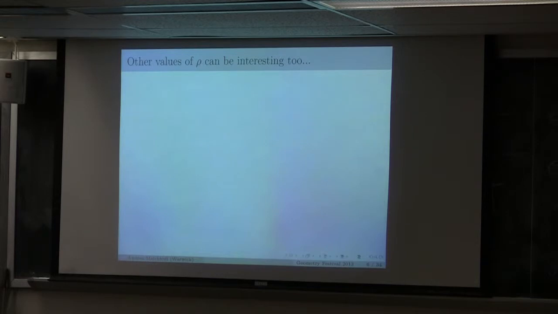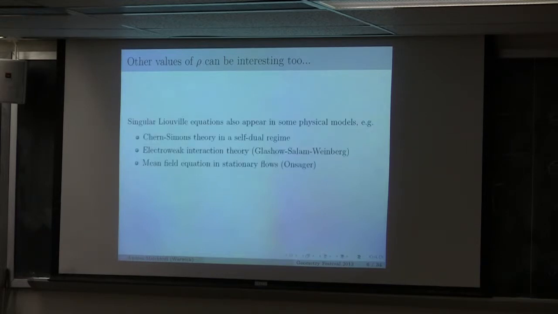Okay, actually, other values of rho can also be interesting for physical reasons. In fact, singular Liouville equations, even regular ones, appear in physical models like Chern-Simons theory, electroweak theory, and also as a mean field equation in stationary flows. In these cases, there is no particular constraint on the parameter rho, so it just plays the role of a physical parameter. But for the geometric problem, there is a constraint given by the Gauss-Bonnet formula.